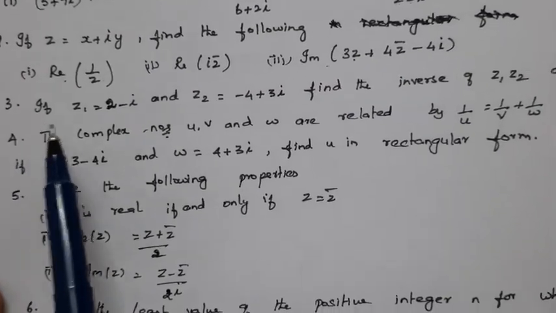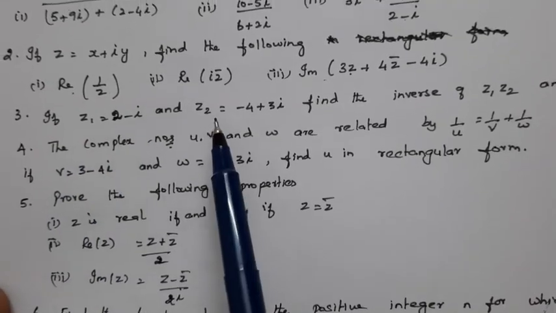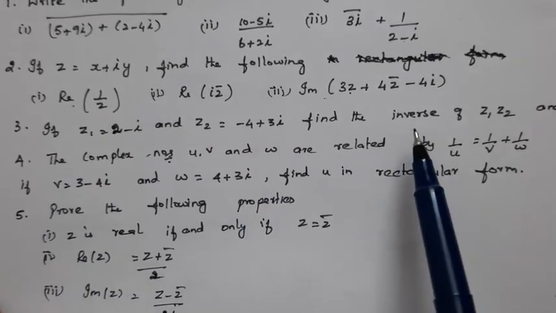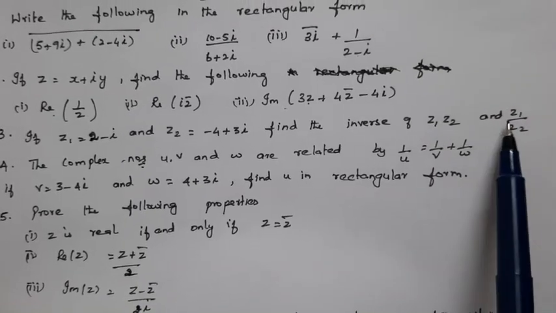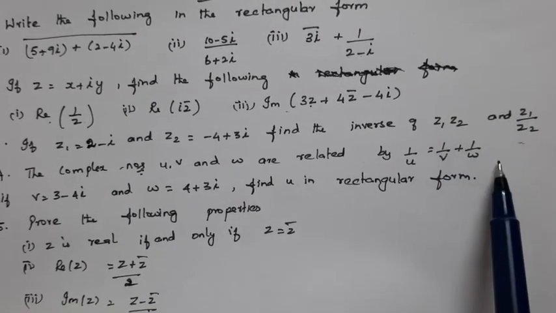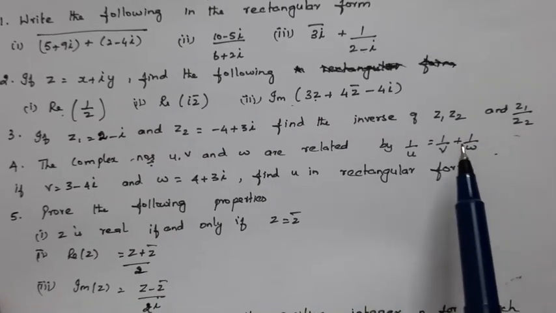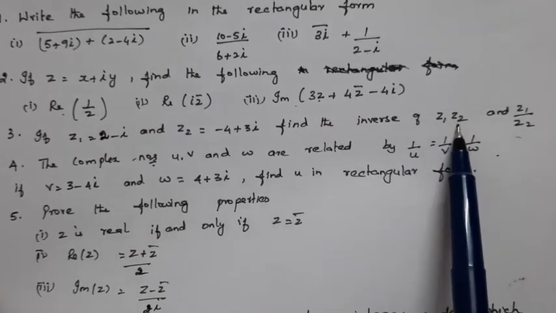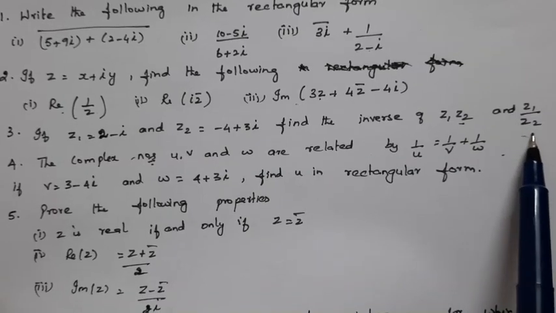Now coming to the third one, if z1 is equal to 2 minus i and z2 is equal to minus 4 plus 3i, find the inverse of z1, z2 and z1 by z2. So first find out z1 by z2 and express it in the rectangular form and then take the reciprocal. That will give the inverse of z1 and z2. Similarly for z1 by z2.